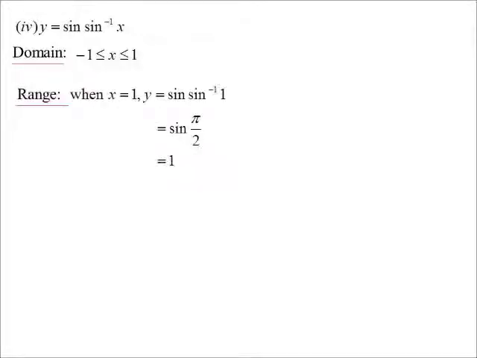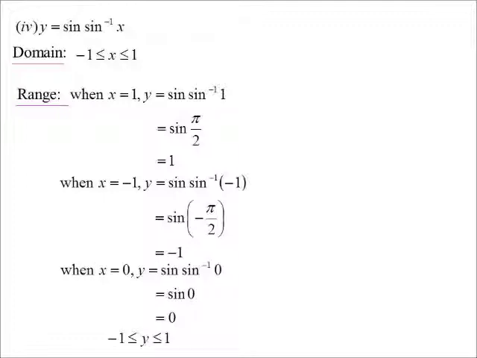The range, oh well, if I've got a restricted domain, let's test the endpoints. Let's see what happens. So when x equals 1, we get the sine of the inverse sine of 1. It does turn out to be 1. At minus 1, it turns out to be minus 1. In the middle, let's have a look at that as well. Yeah, that's 0. So it does appear that our range is also going to be between minus 1 and 1.